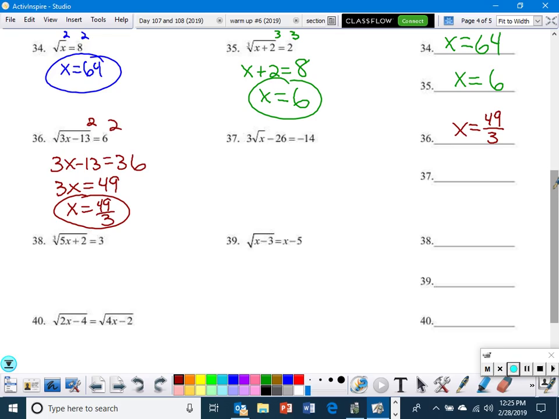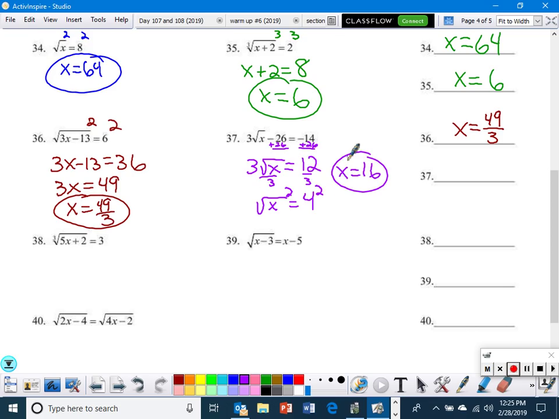Okay, 37. First, we gotta get rid of everything around the radical symbol. We gotta isolate the radical symbol first. So we gotta get rid of two things first. Add 26. Divide by 3. Square both sides. X is 16.